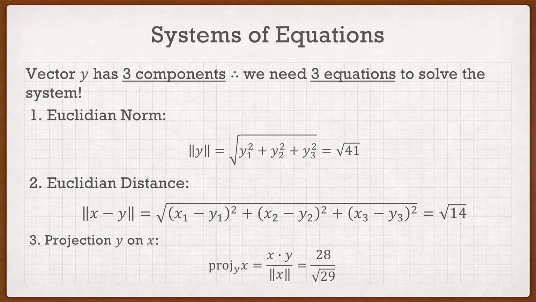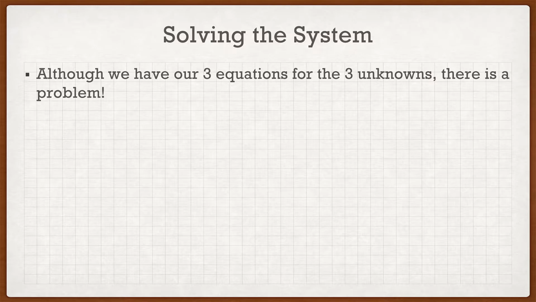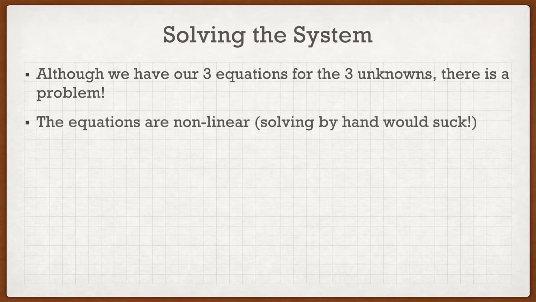So we have our 3 unknowns, y1, y2, and y3, and we have 3 equations, and in each one of those equations we have y1, y2, and y3. So we can actually solve this system of equations. However, as you guys will quickly see, we have a problem, because even though we have 3 equations and 3 unknowns, well, these equations are not linear.